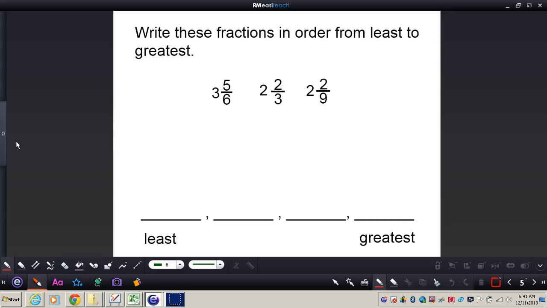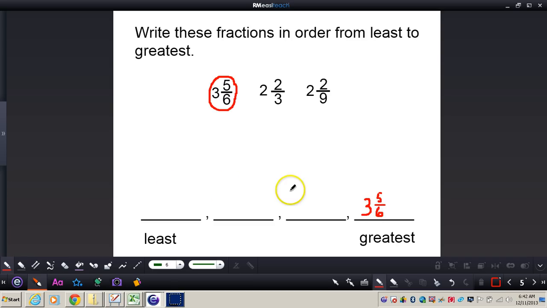Now what we're going to do is look at mixed numbers. Remember, a mixed number is a whole number and a fraction. The key tip with this is you want to look at the whole numbers first. If the whole numbers are equal, then we look at the fractions. Now this one's pretty simple. Right away, 3 and 5/6 we can see is the greatest mixed number because it has a 3 in front. The other two have a 2 in front. So 3 and 5/6 we'll put as the greatest.